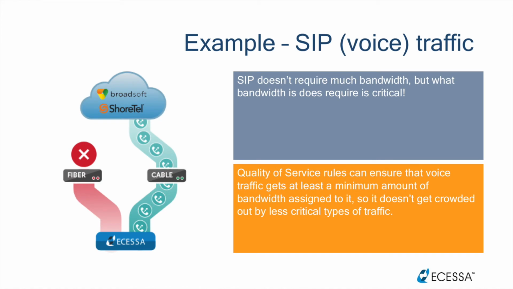Another good example might be SIP traffic. SIP traffic doesn't necessarily take up high amounts of bandwidth, relatively speaking. However, it does require certain minimums in order to have a functional call. QoS rules can help ensure that those minimums are guaranteed so that other, less sensitive types of traffic don't crowd the SIP traffic out.